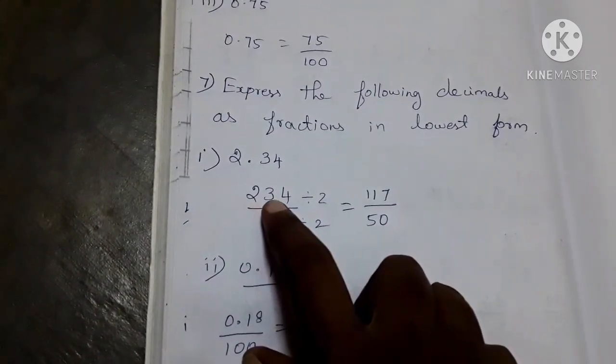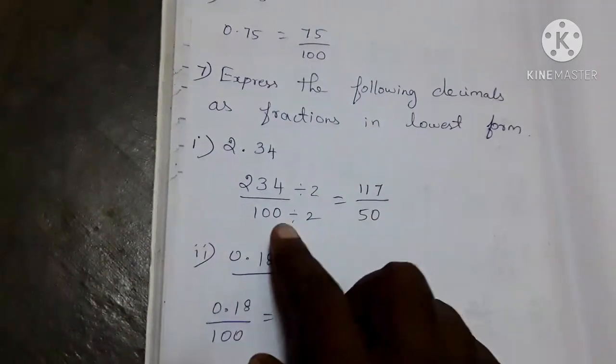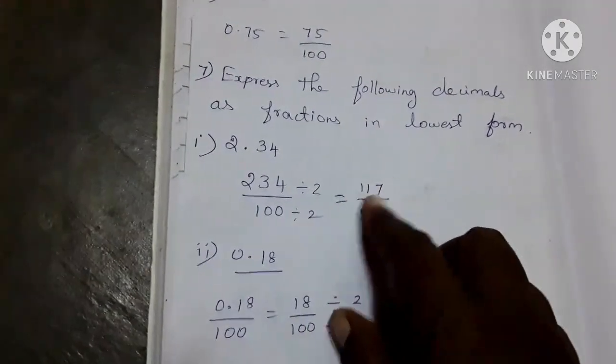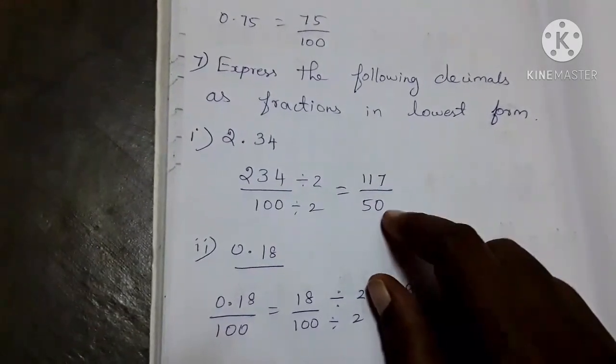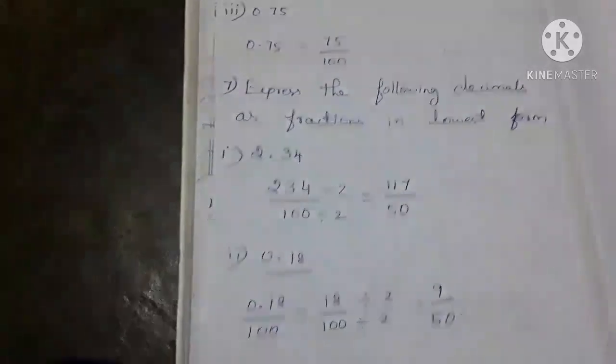So 2 1s are 2, 2 1s are 2, remainder 1. 7 2s are 14. So 5 2s are 10. Next 0. So this again we can divide by 2? We can't, because this is a prime number. This is a multiple of 5. So we can't divide. So that's all.